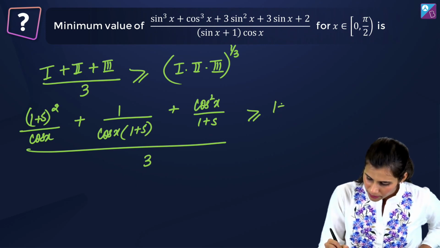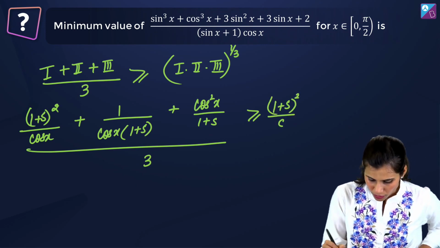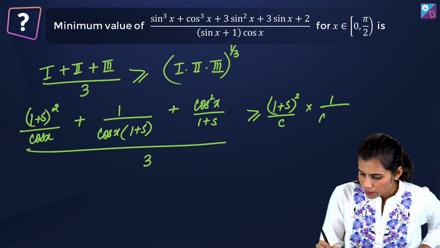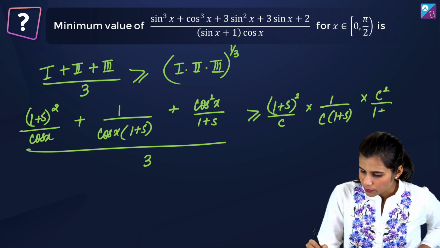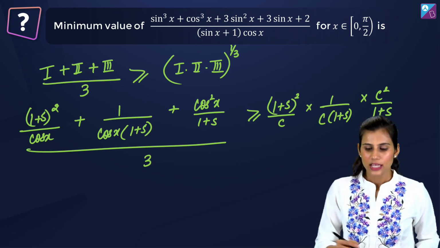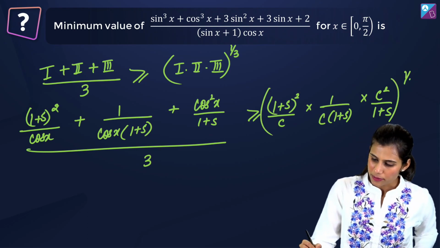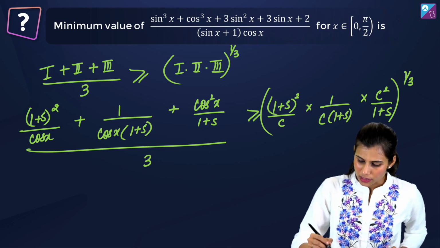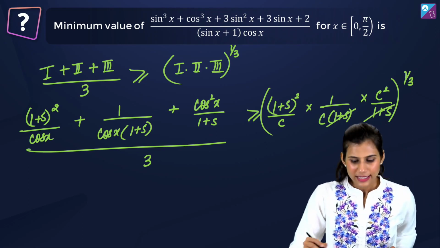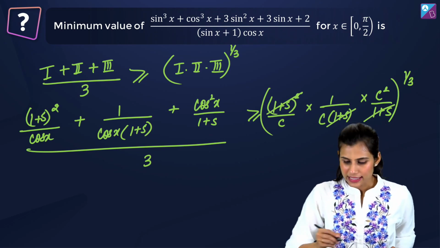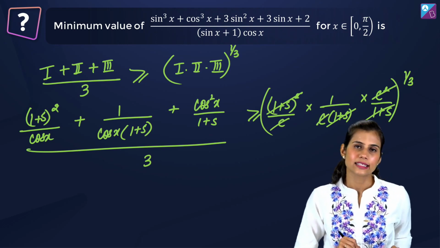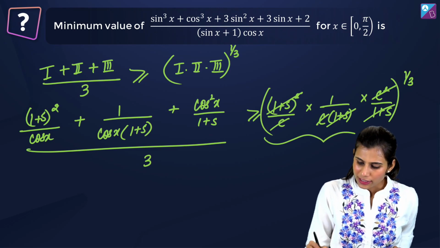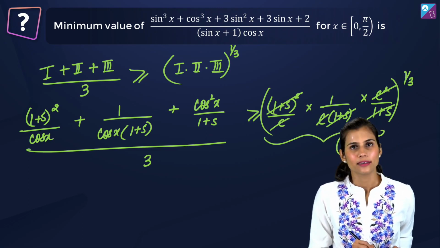So you will have (1 plus sin x) whole square upon cos x, multiplied by 1 upon cos x into (1 plus sin x), multiplied by cos square x upon 1 plus sin x, all of this to the power 1 by 3. Now carefully observe, 1 plus sin x and (1 plus sin x) whole square cancel out. Cos x and cos square cancel out. You are left with 1 to the power 1 by 3, which is 1.